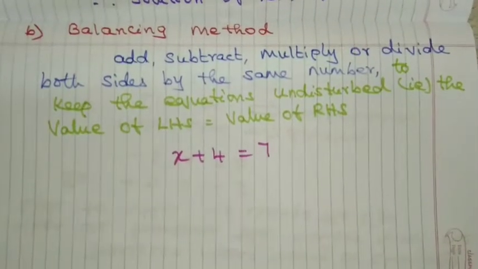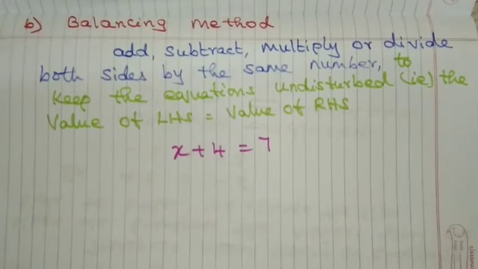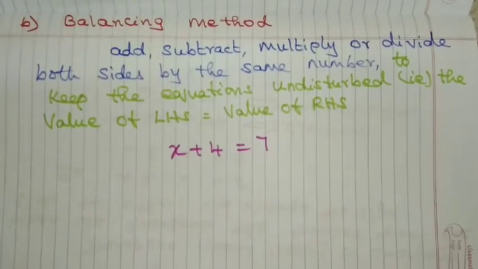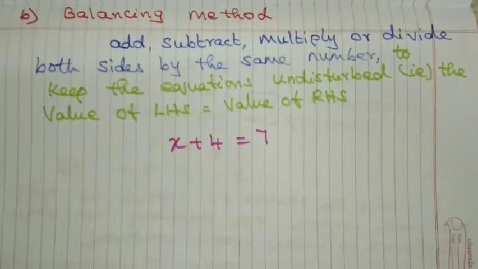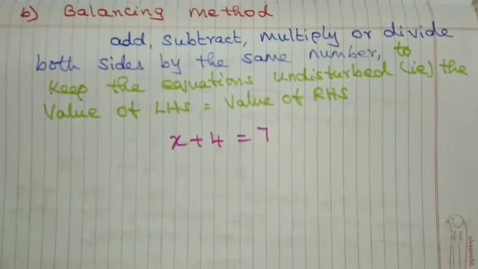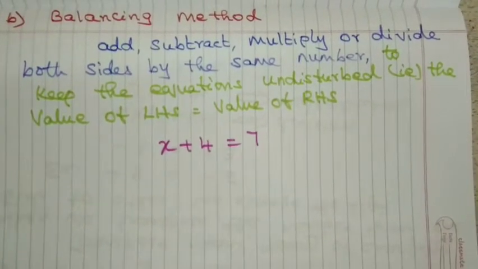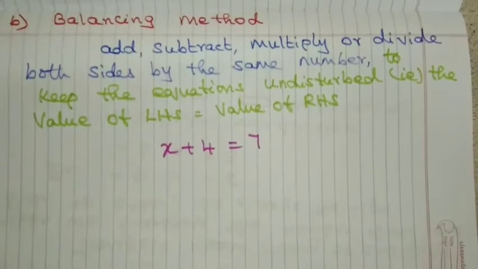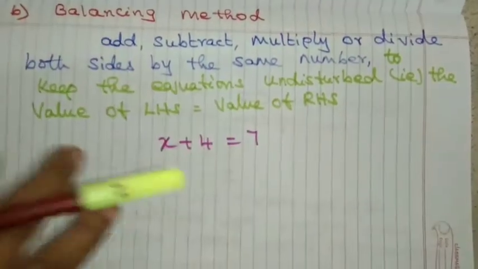Second method, balancing method. You must have seen your physical balance. When you go to a grocery shop or a vegetable shop, the shopkeeper places the weight on one side and places the products on the other side. If it is going to be half a kg and the weight is not correct, he keeps adding weight and balancing until both the pans are equal. The same way you are going to follow it here also.